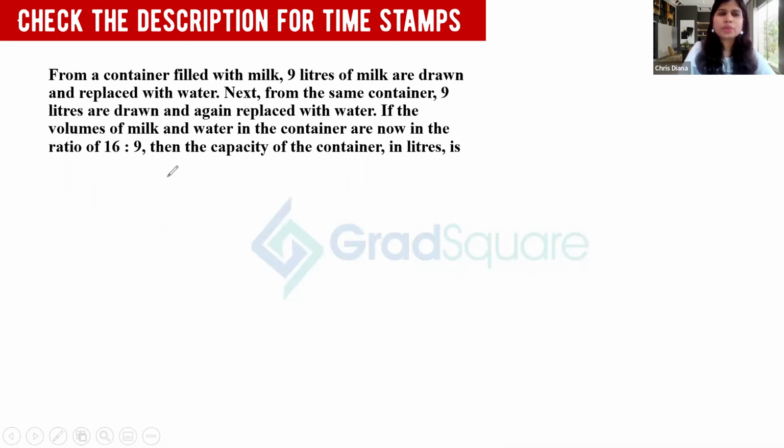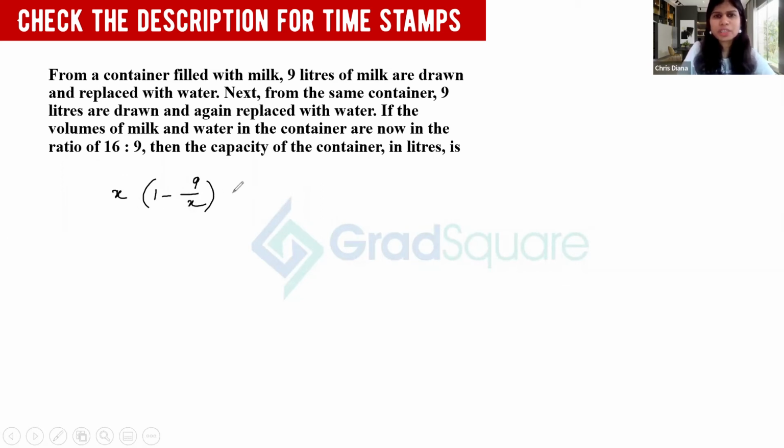From a container filled with milk, 9 liters of milk. Okay, so this is going to be a removal and replacement based question. So I do not know what is the amount of milk initially. Let the amount of milk initially be x liters. From here 9 liters of the milk are being drawn out and replaced with water. So now I don't know how much was initially, right? It's x. So 9 out of x has been taken out. So what remains is 1 minus 9 by x. Now this is the amount of milk that remains after the first removal and replacement.